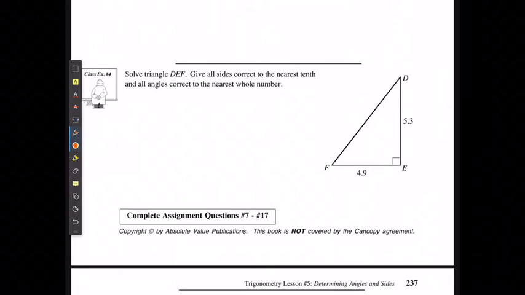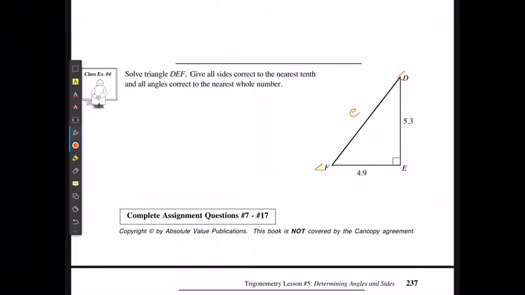For example 4, it's already given me 2 of the side lengths, and I'm going to solve for my 2 acute angles, so I need to solve for angle F, I need to solve for angle D, and I need to solve for side length E.